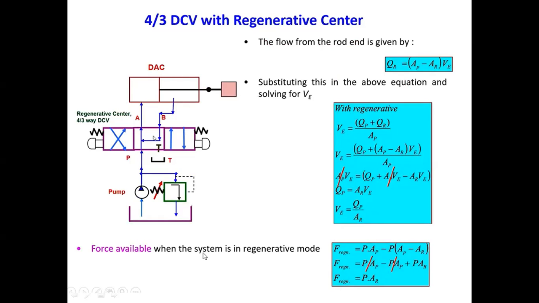Force available when the system is in regenerative mode. So F regenerative equals P·AP minus P·(AP minus AR). F regenerative equals P·AP minus P·AP plus P·AR. F regenerative equals P times AR.